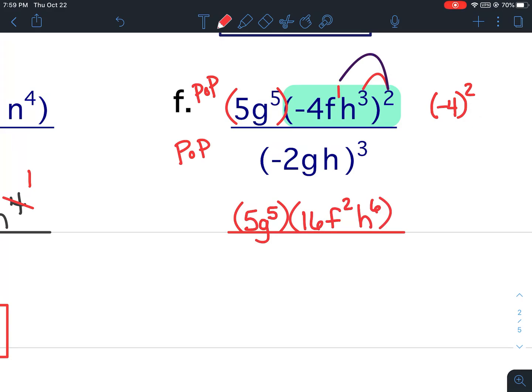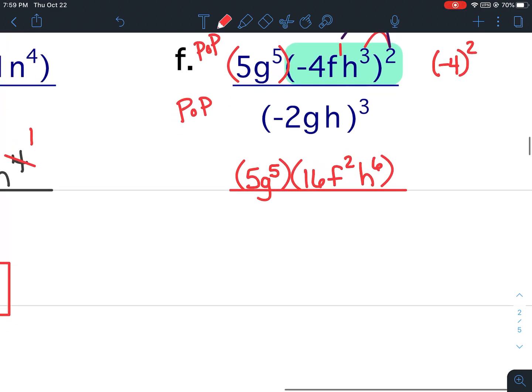So again, I squared the negative 4 to get positive 16. 1 times 2 gave me f to the second. 3 times 2 gave me h to the sixth. Now I'm going to do the same thing in the denominator.